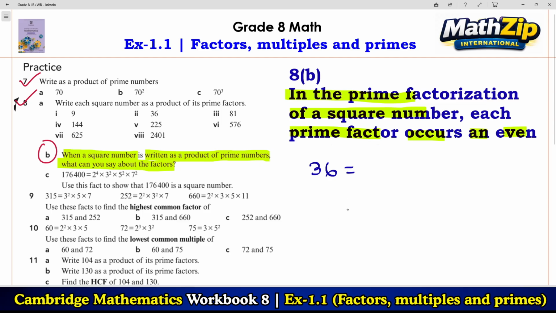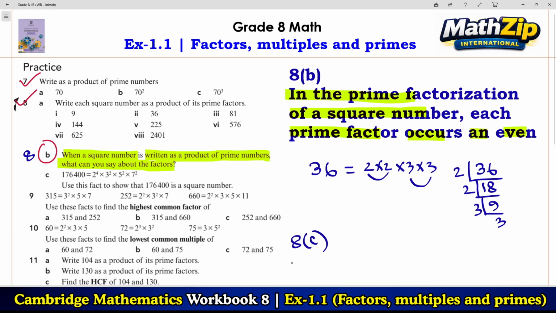If we make the prime factorization, 36 can be divided by 2. Here is 18, divided by 2. Here is 9, divided by 3. Here is 3. So look, 2 times 2 times 3 times 3. So each prime factor occurs an even number of times. This 2 and 2 is even, this 3 and 3 is even, right? So 8b is done.